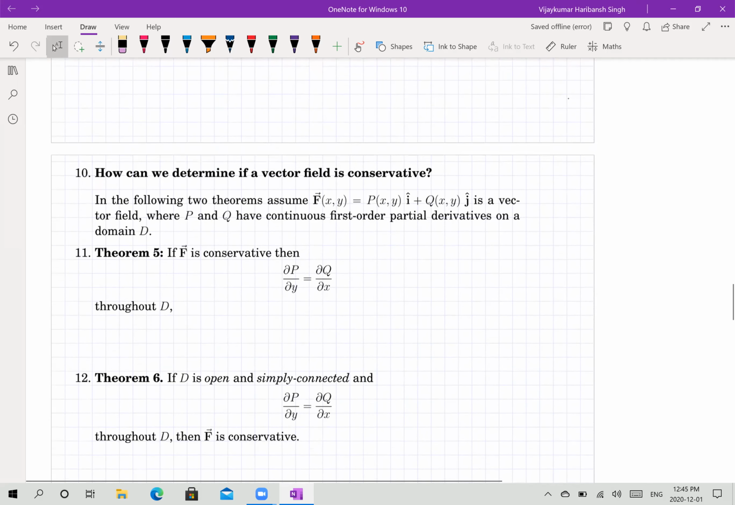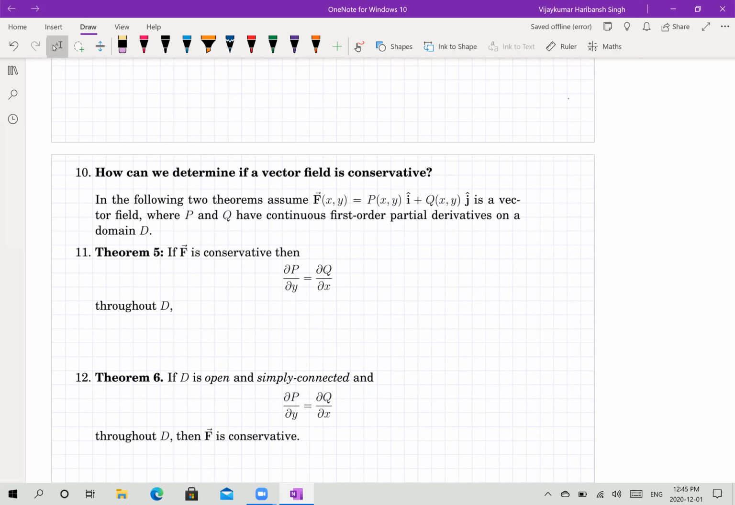All right, so now the next question is, how do we decide if a vector field is conservative? If I give you a vector field, how do we decide that it's conservative? Let's take a vector field F where the first component is P of x, y and the second component is Q of x, y, where P and Q have continuous first order partial derivatives. The theorem says if F is conservative, then dou P by dou y equals dou Q by dou x. Well, why is that?